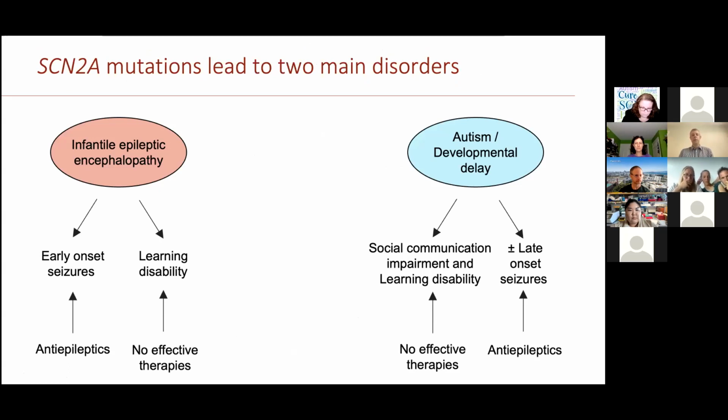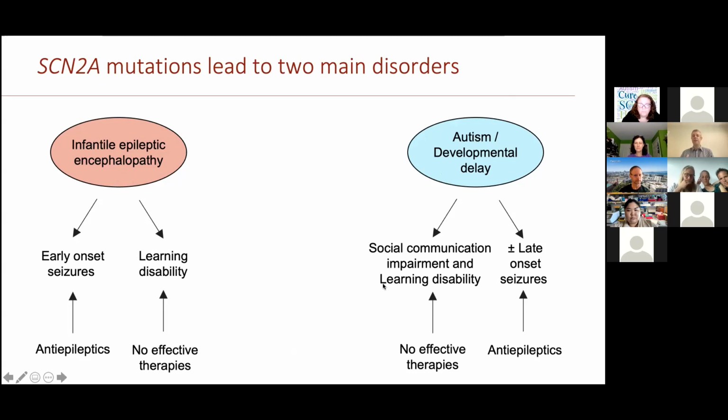On the left, we see infantile epileptic encephalopathy. This is really characterized by early onset seizures in the first year of life, sometimes on the first day of life, sometimes before birth. There are anti-epileptics which can modify that, but rarely completely control it. That's also associated with learning disability, for which there are no real effective therapies. We think that is probably somewhat secondary to the seizures, or at least part and parcel of the same thing.